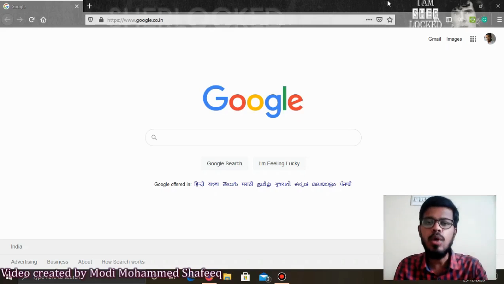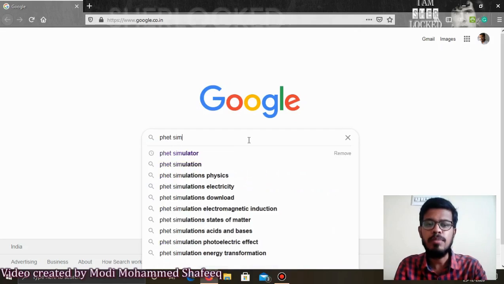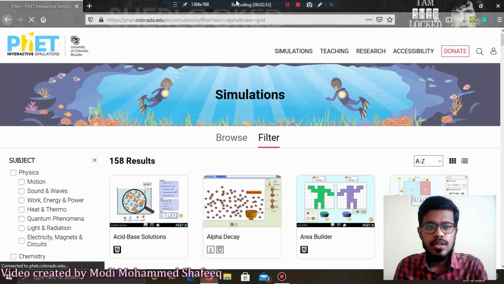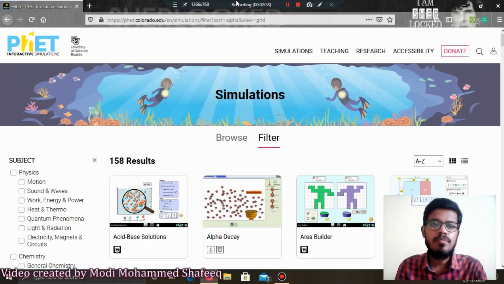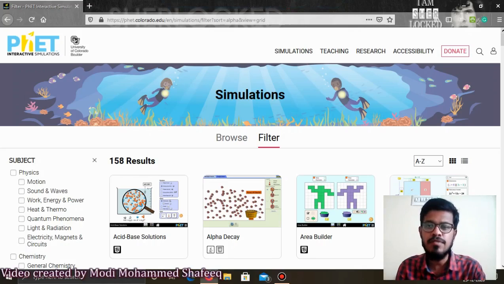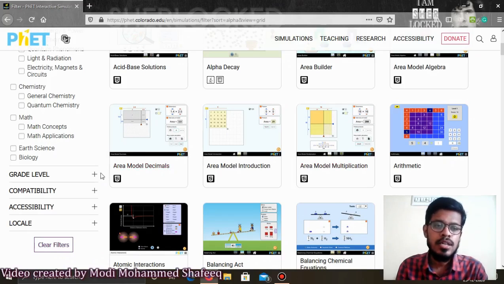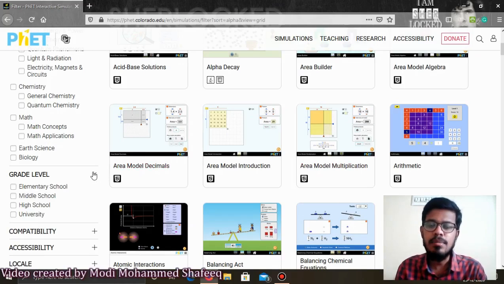So one such simulator is the PhET simulator. In Google, you have to type PhET simulator. It was designed by the University of Colorado, and this PhET simulator is free of cost and has simulations in all the subjects like physics, chemistry, math, earth science and biology. And they also provide them based on the grade level.